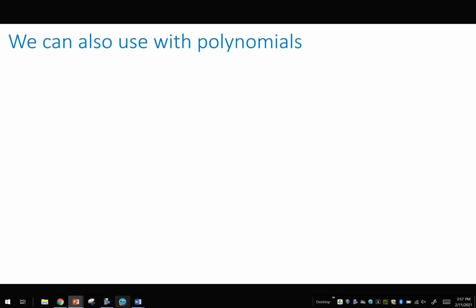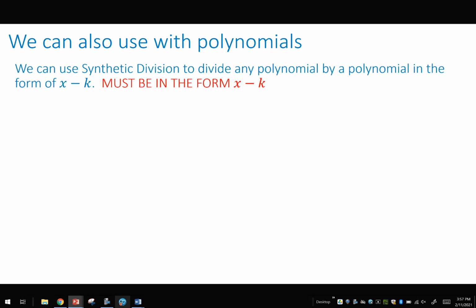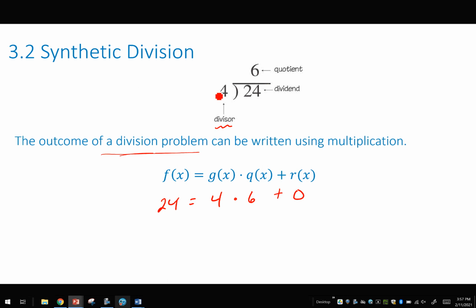We can also use this with polynomials. So if we want to do any sort of polynomial division, what we are going to focus on is synthetic division. So synthetic division is what we're going to use to divide any polynomial by another polynomial, and this has to be in the form of x minus k. Say it again, it must be in that form of x minus k. So it has to be a binomial out front here as our divisor. It has to be a binomial. And that x minus is important.